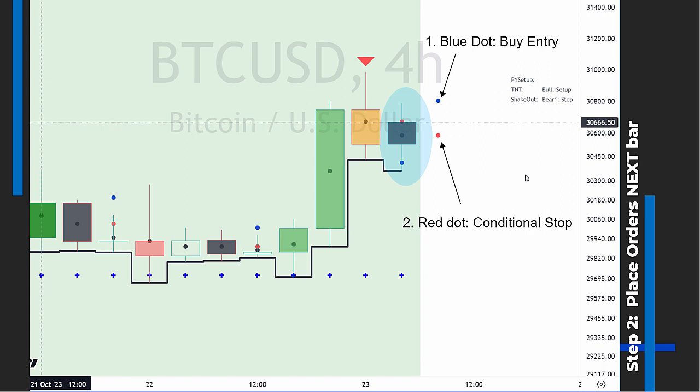Step 2 is now to place the orders. Once this TNT bar is closed, it's confirmed. Now you can place the orders at the blue dot, the red dot, and your target. In this example here, your bullish entry will be here, so this will be a buy stop. This will be a conditional stop, and now you're looking for a blue cross above you.